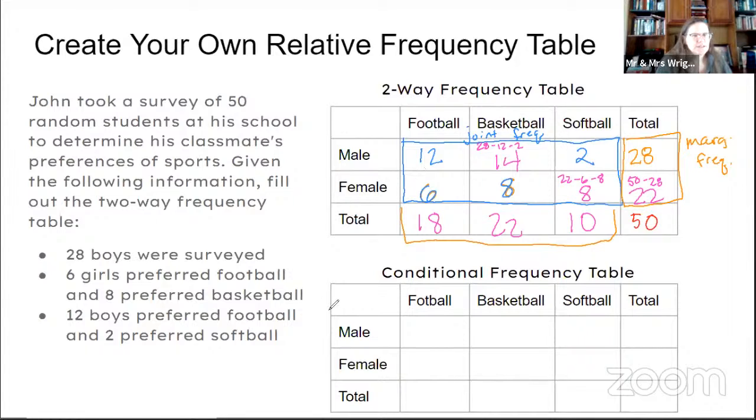Ooh, this is not a conditional frequency table. This is just a frequency table that we're filling out. We haven't gotten to conditional frequency yet. That's the next slide.